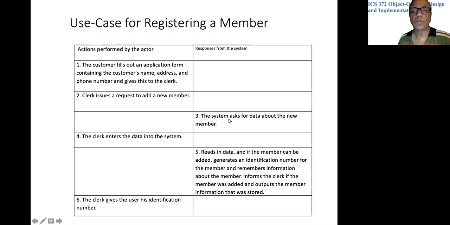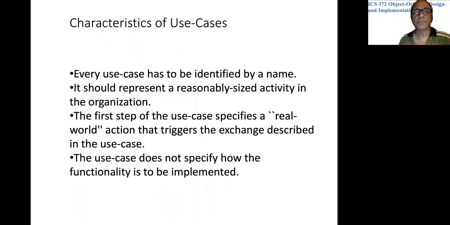So there are 1, 2, 3, 4, 5, 6 steps. In the first column, we have the actions performed by the library staff member, who is called the actor. And in the second column, we have the responses from the system. So let's make some remarks about use cases in general.